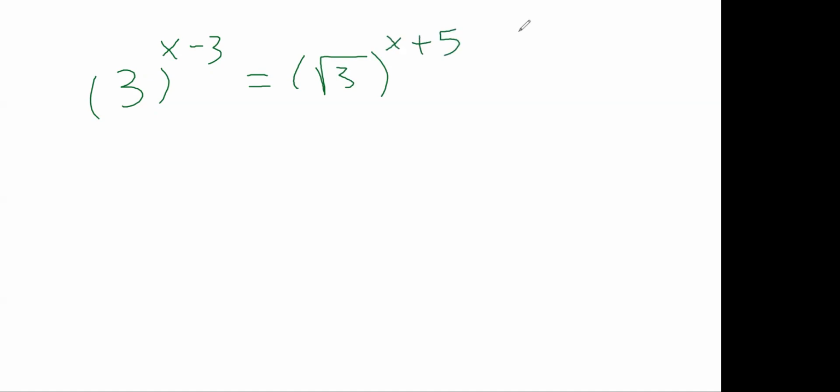Okay, for example, 3 power x minus 3 equals root 3 power x plus 5. Let's keep it x plus 5, the same, in order not to change it to solve it. 3 power x minus 3 equals root 3 power x plus 5.